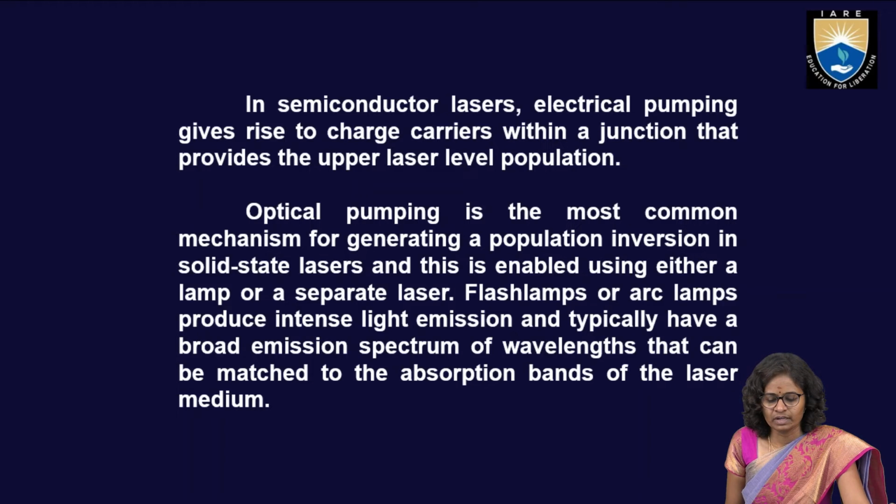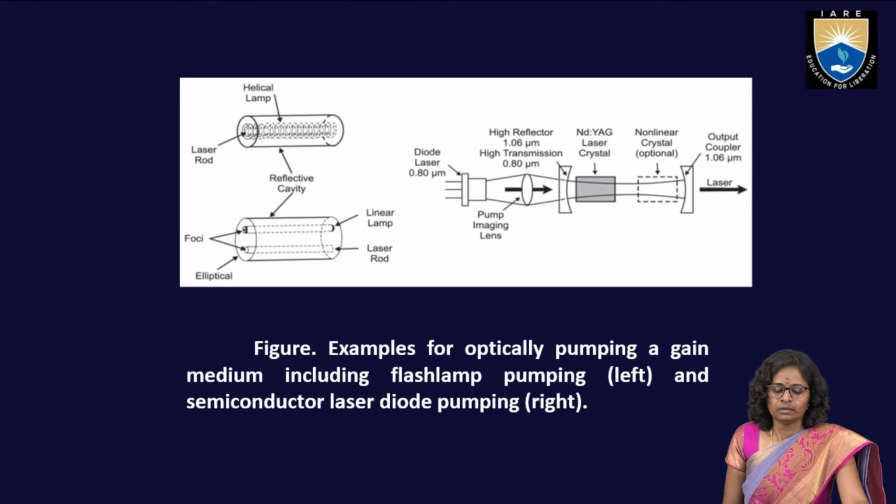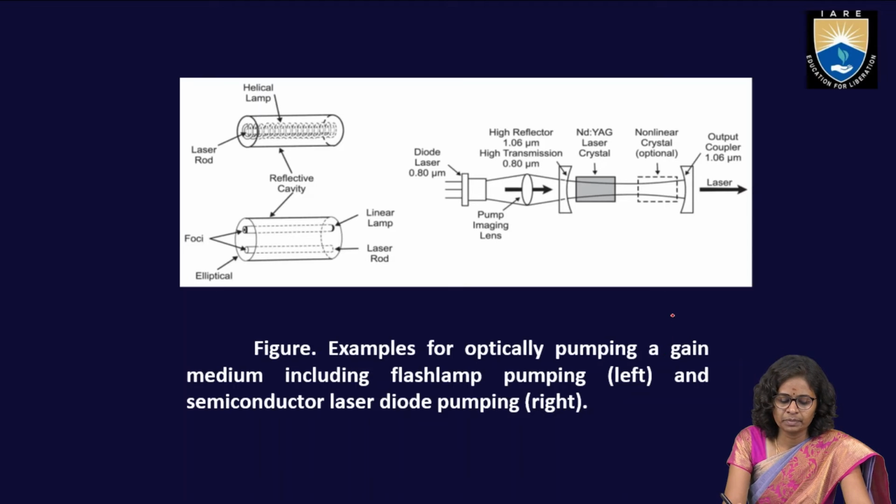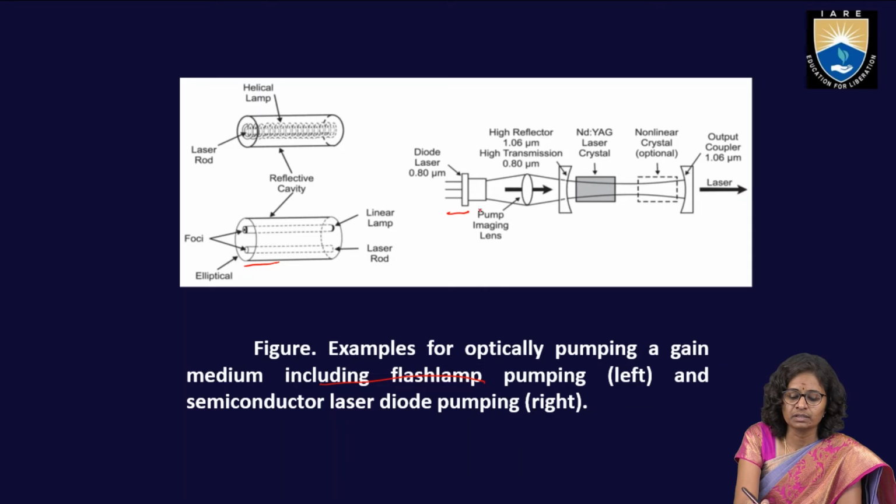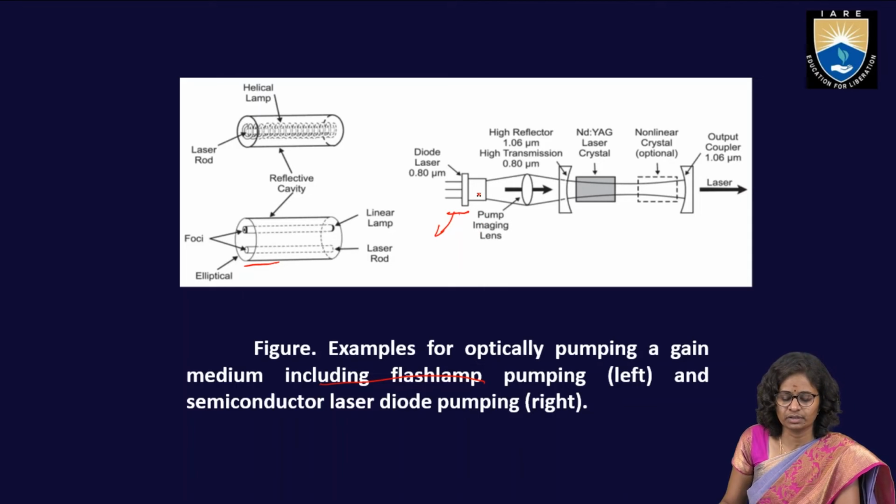Flash lamps or arc lamps produce intense light emission and typically have a broad emission spectrum of wavelengths that can be matched to the absorption bands of the laser medium. This figure shows the example for optically pumping a gain medium, including flash lamp pumping and semiconductor laser diode pumping. Here you can see this semiconductor laser diode is used to pump another medium.